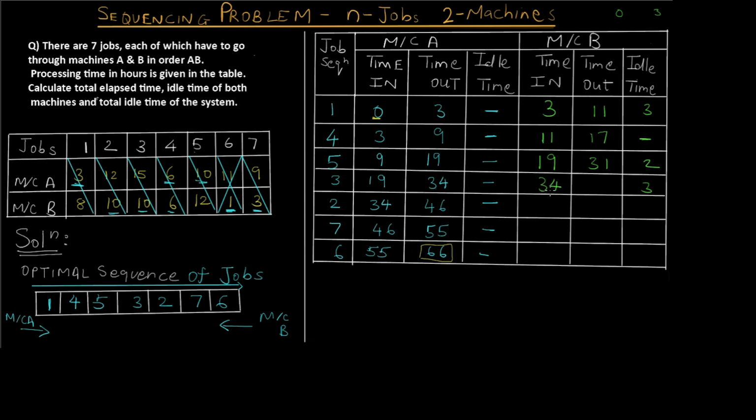So this is again 34. So we have to check for job 3 on machine B will take 10 hours. So 34 plus 10 would give us 44. Now again we have to check 44 and 46. So we know that job 2 was being processed on machine A till 46th hour.